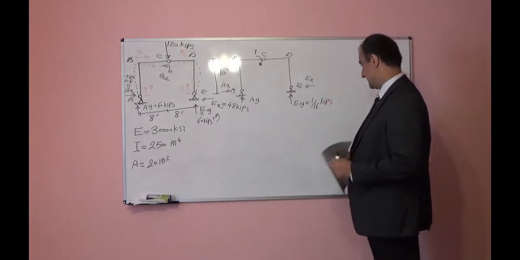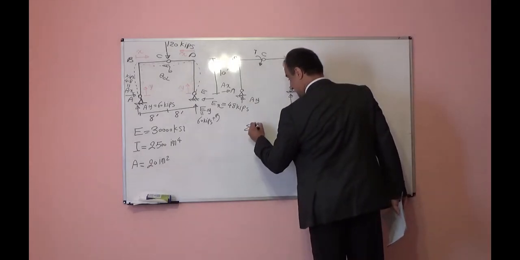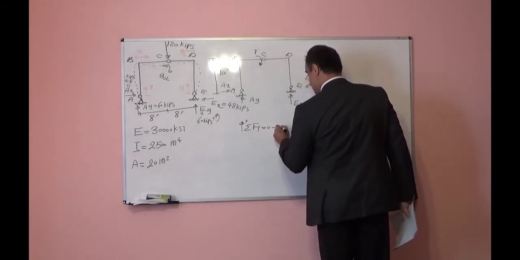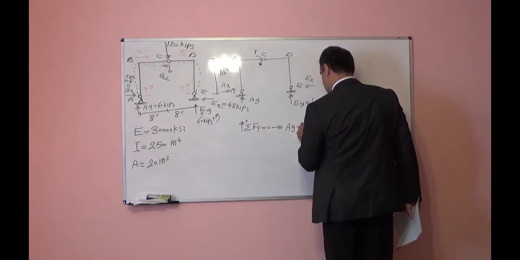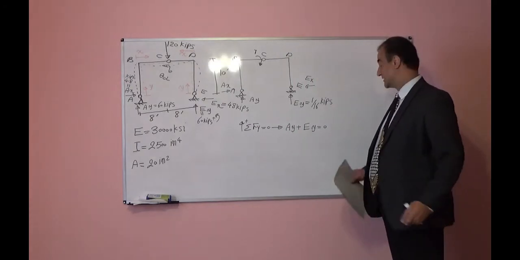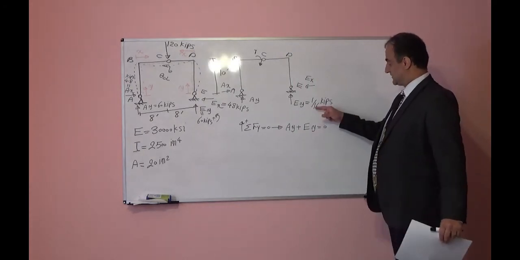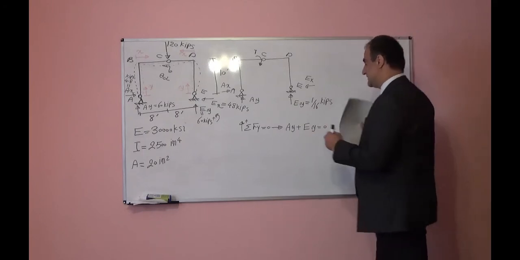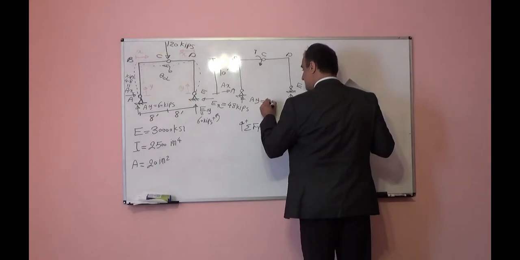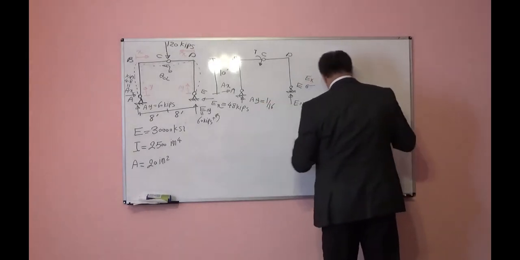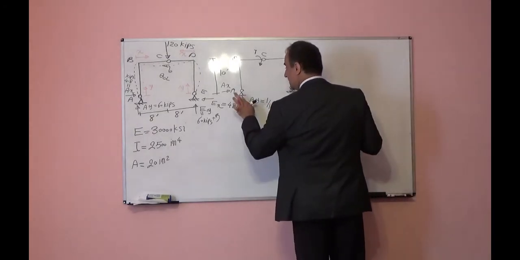Summation of force in vertical direction is equal to 0. So Ay plus Ey is equal to 0. There is no external force in vertical direction. So this is 1 over 16. Ay will be negative Ey. So this will be, again, magnitude 1 over 16, negative. It means I should show it in the inverse direction, so I will turn the direction downward.